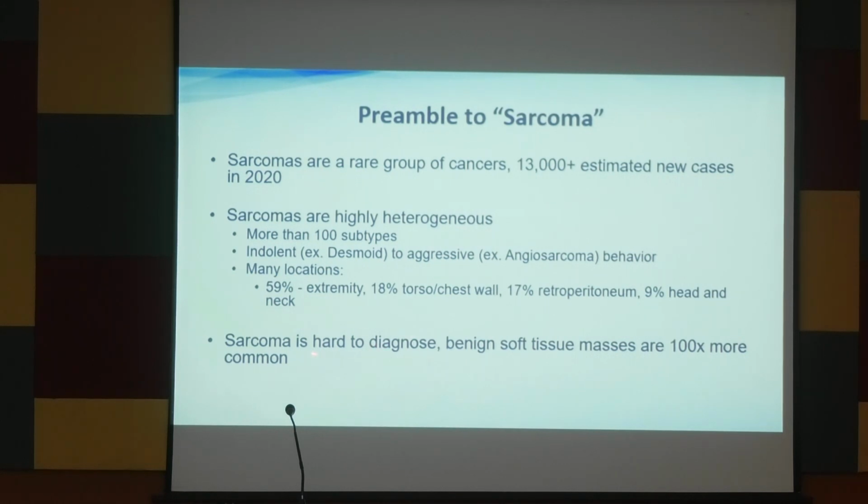They are hard to diagnose. These are 80%, they are 2% of all malignancies, and the worst thing is that they are very difficult to diagnose. Benign soft tissue masses are 100 times more common. Benign lesions are more common, so we will see what the benign lesions are.